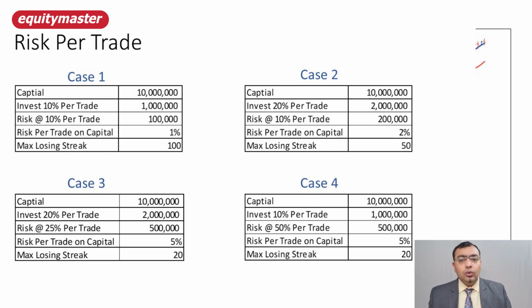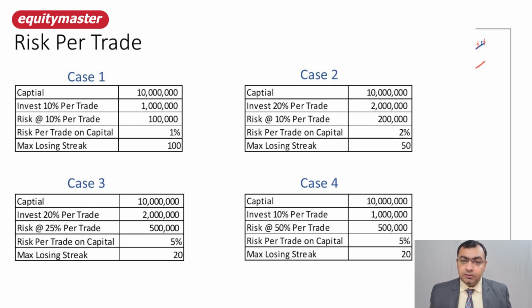Now look at case 3 over here, and case 4 will be very important for you. In case 3, I am deploying 20% per trade, which is 20 lakhs of 100 lakhs. I am taking a risk of 25% over here, which is around 5 lakhs, and which is 5% of my capital. So if I go wrong 20 times, which can be a scenario, say you are holding 5-6 trades, and at some point what happens? Like Brexit, markets gap down hugely, and you don't get exits even at 25% of your capital. So you might lose all your capital.